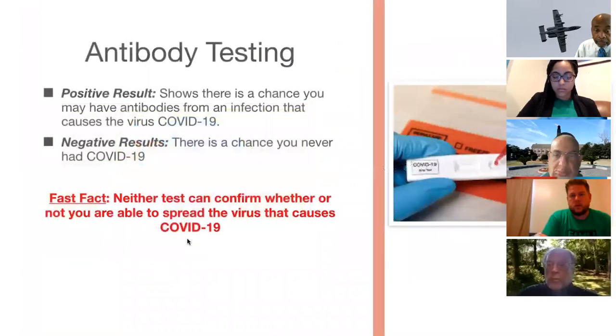The antibody test is used to test for a past infection. A positive result shows that you may have antibodies. A positive result may also mean that you have antibodies from an infection with the virus from the same family of viruses called coronaviruses, like the one that causes the common cold. A negative result means that you never had COVID-19. A fast fact is that neither the diagnostic or antibody test can confirm whether or not you are able to spread the virus that causes COVID-19.